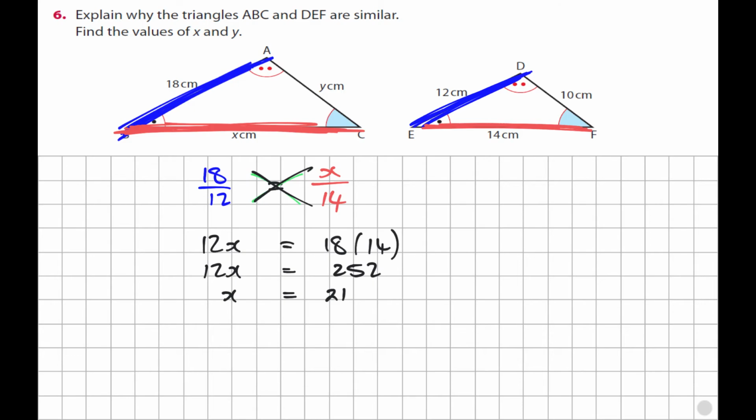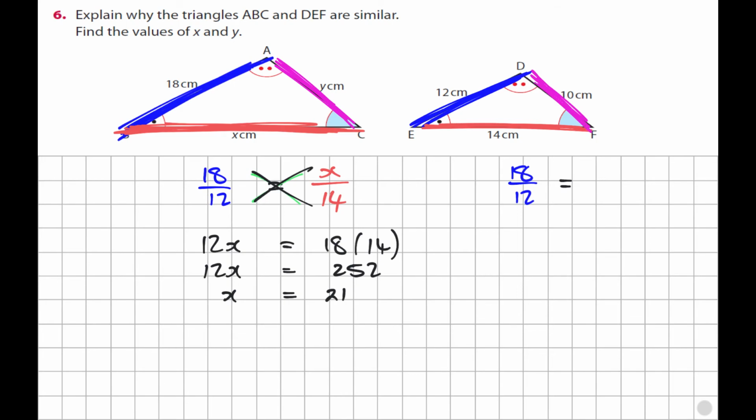I'll get y there as well. So let's just look at y. I need to form an equation to find y. So I start off with what I know. I know that 18 and 12 are together, so I'm going to put them together again. So 18 all over 12 is all equal to, and I'm going to get my y values there.